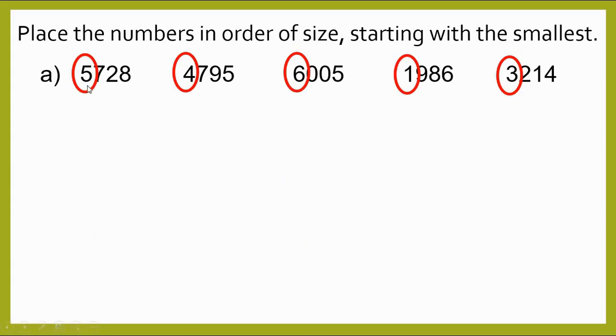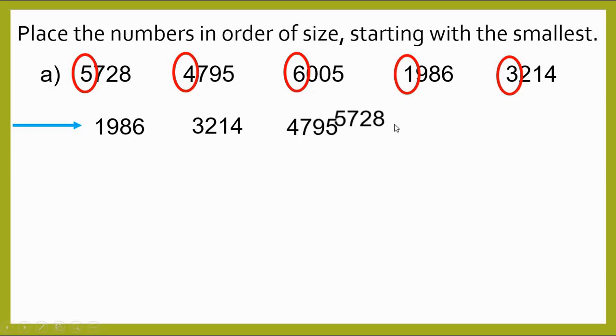If you observe, the digits are 5, 4, 6, 1 and 3. Not a single digit is the same. So you can directly start from the smallest and arrange them one by one in ascending order. The first number will be 1906. After that, here is 3, so the next number is 3214. Then the next one, 4795, 5728, and the last one is 6005.